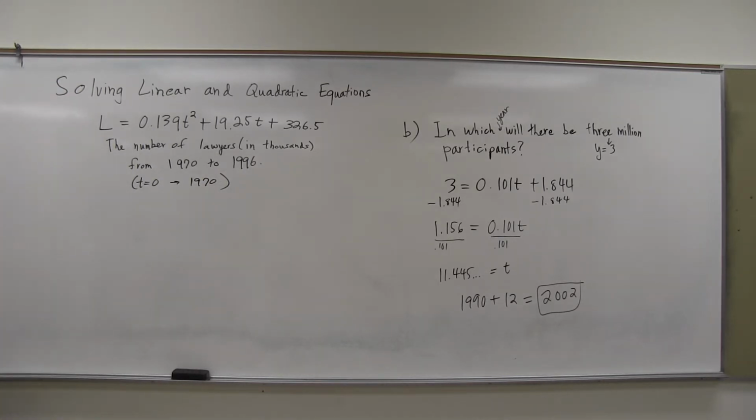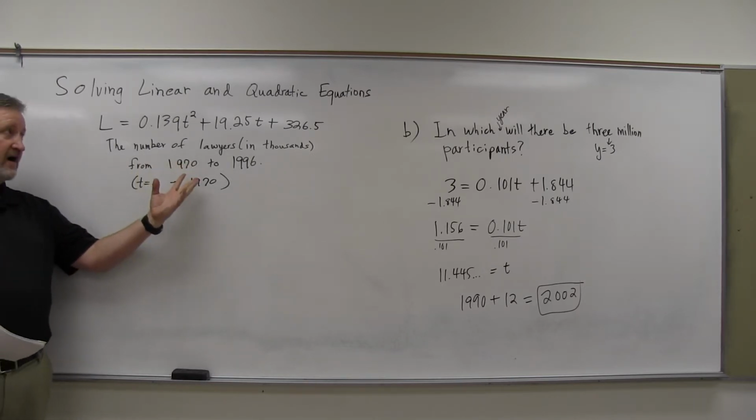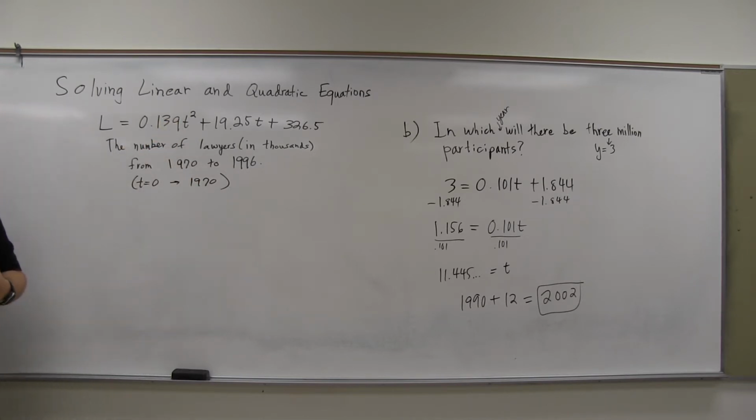Okay. So, same drill. Plug in, if I wanted 1975, plug in t equals 5. You may have to do that, but that would give you the number of lawyers, in thousands. But what I want to do though is to look at one where we want to know the year again, like our previous second part over there.